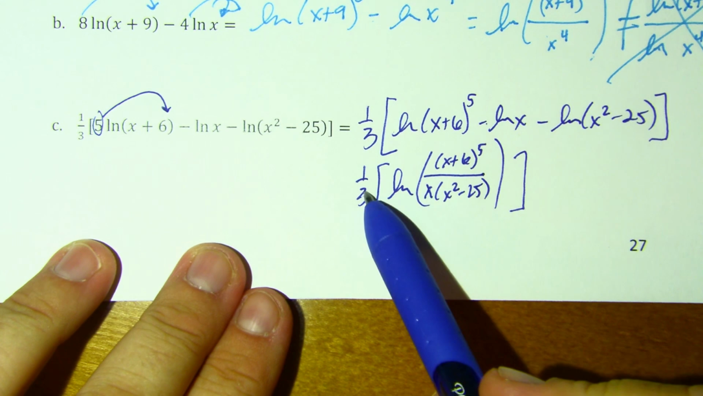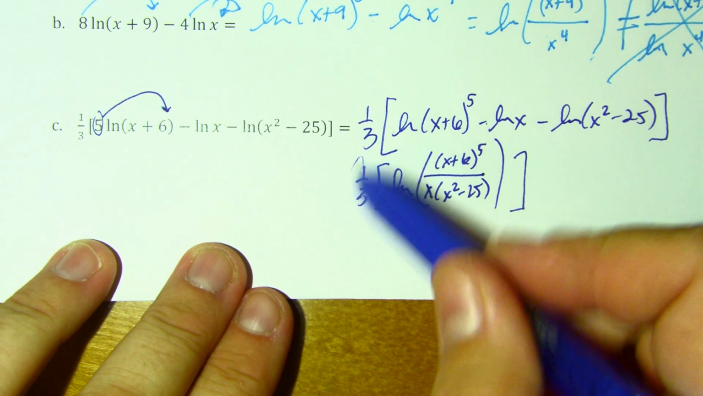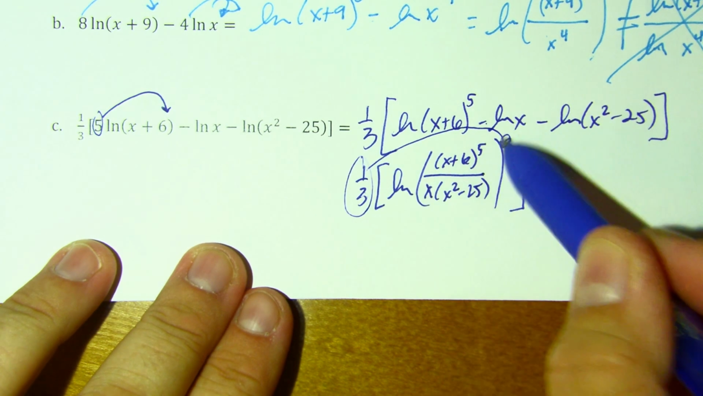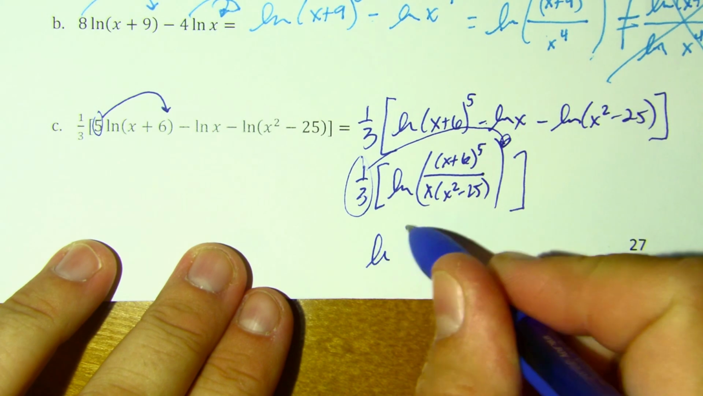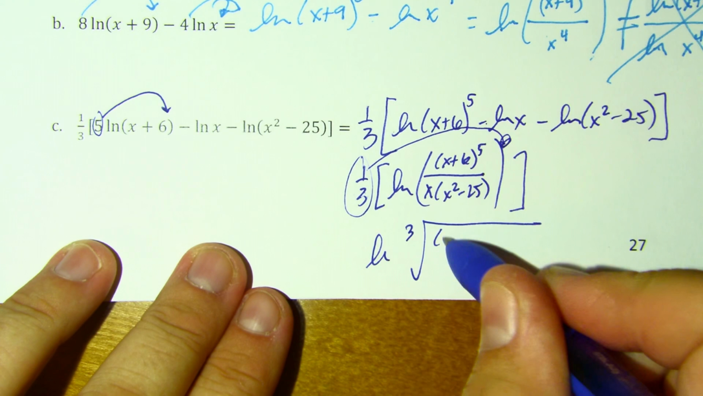And then the last step is this 1/3. Now remember, if I bring that 1/3 on a power to this whole thing here, then something to the 1/3 power is the same thing as the cube root.